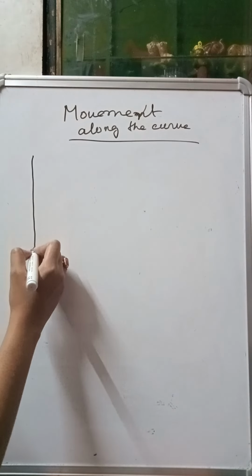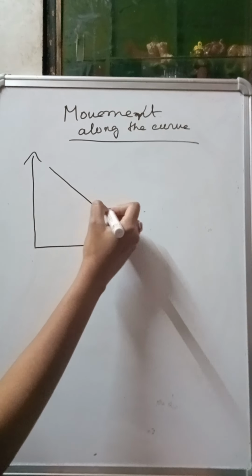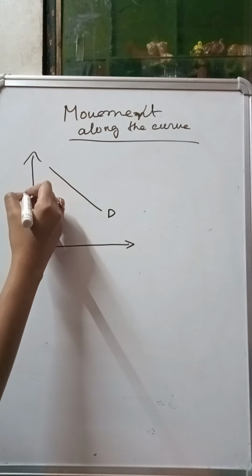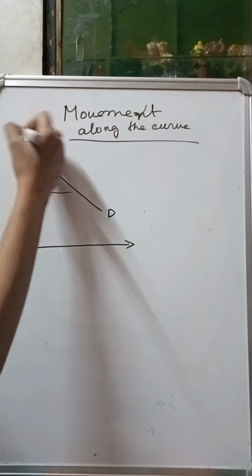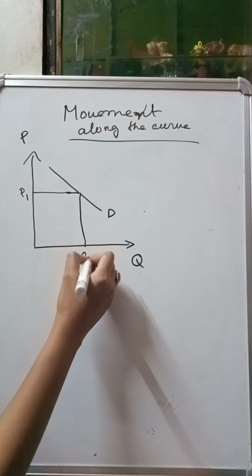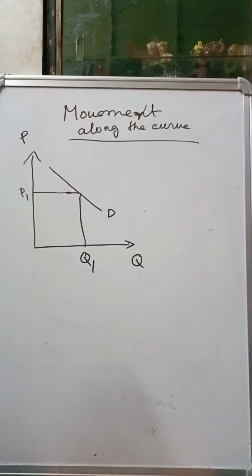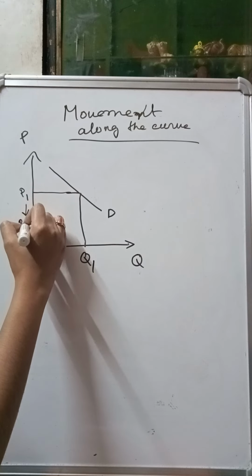So today in this video we will discuss the movement along the curve for a demand curve. Okay, so let us assume this is a demand curve D and my price was P1. When my price was P1, my quantity was how much? Q1. Okay, now my price has fallen and it has become P2.